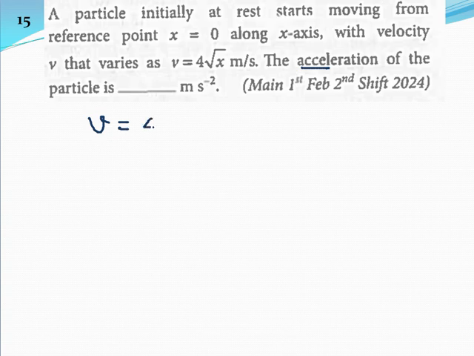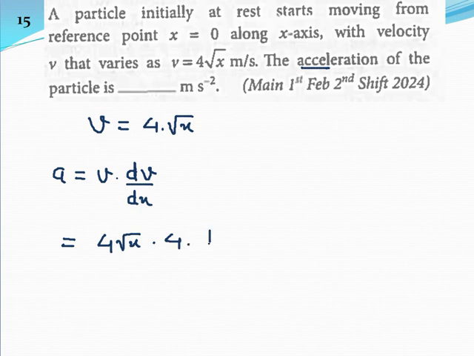Here v is given. This is a very famous style of IIT asking the question for the relation between a, v, x, and in the NEET as well. These kind of very simple questions based on differentiation skill are very important. Differentiating root x, we get 1 by 2 root x. Root x gets cancelled. 16 by 2, that is 8 meter per second square.